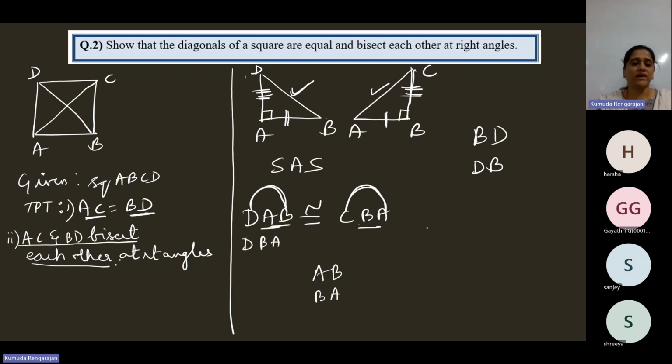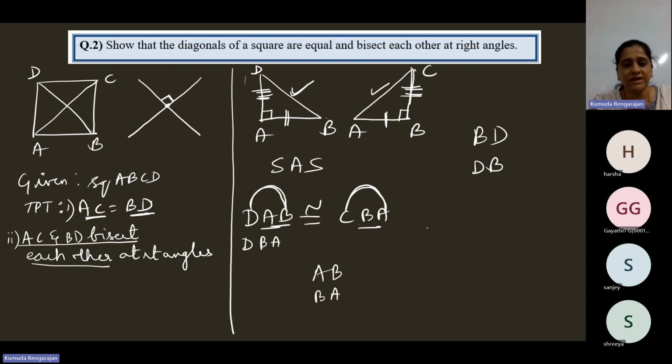Okay, now next we'll have to show that AC and BD, the diagonals, bisect each other. It's a parallelogram, so they bisect each other at right angles, that means where the diagonals meet. What do we mean by that? Where do these two diagonals meet? They meet here, right? So there it should be 90 degrees.